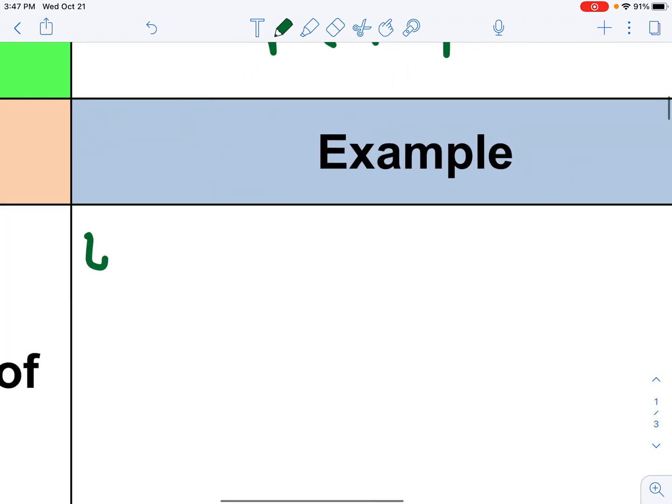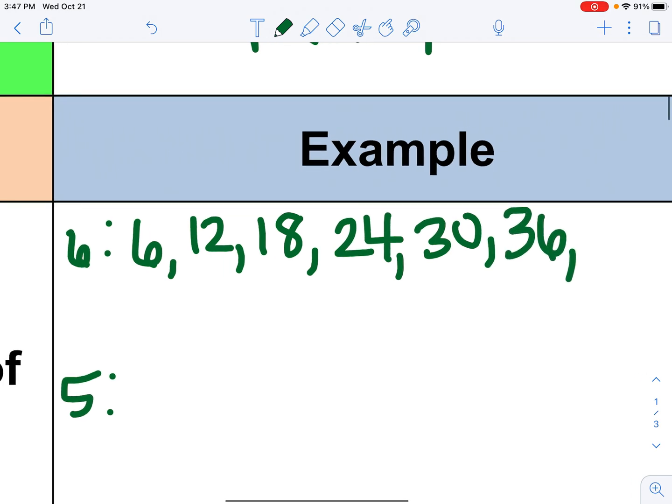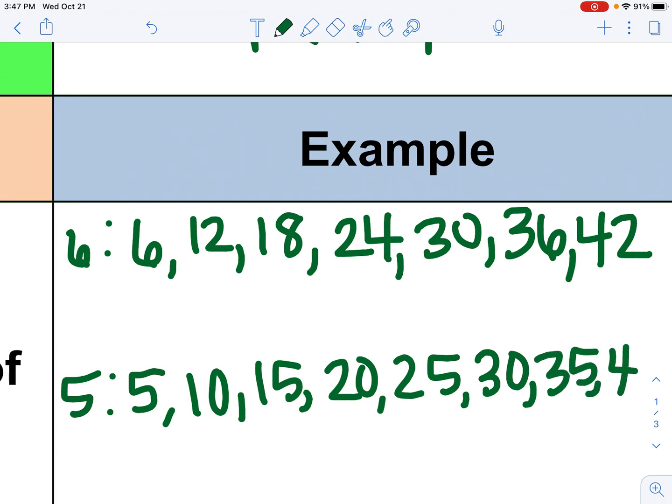Let's try to find the multiples of 6 and 5. Alright, so I'm going to count by sixes. That's what a multiple is. It's just counting by sixes. 6, 12, 18, 24, 30, 36, 42. I'll stop there for now. Now we're going to do the same thing with 5. Count by fives. 5, 10, 15, 20, 25, 30, 35, 40. I'm going to stop there.